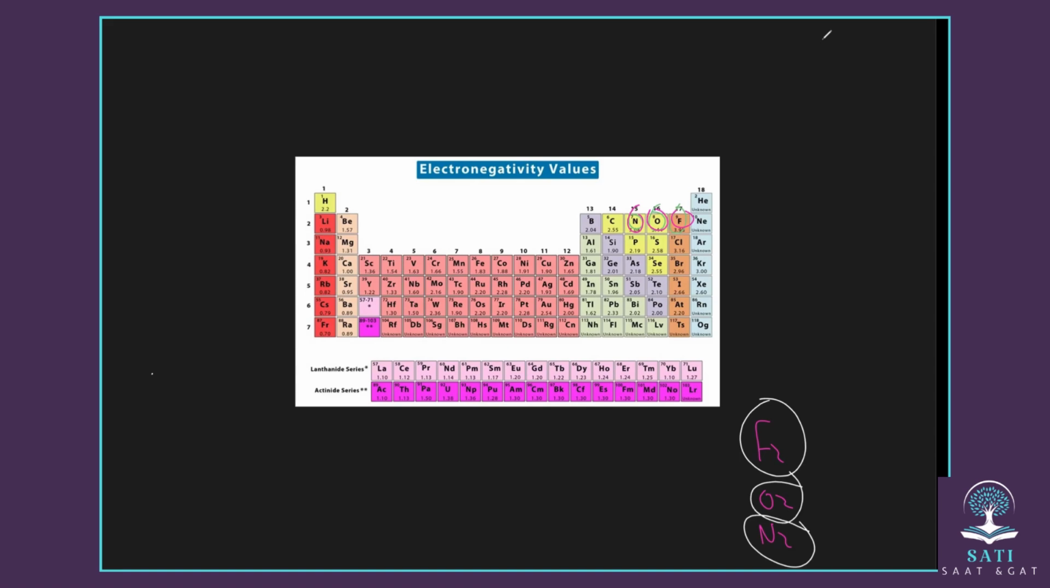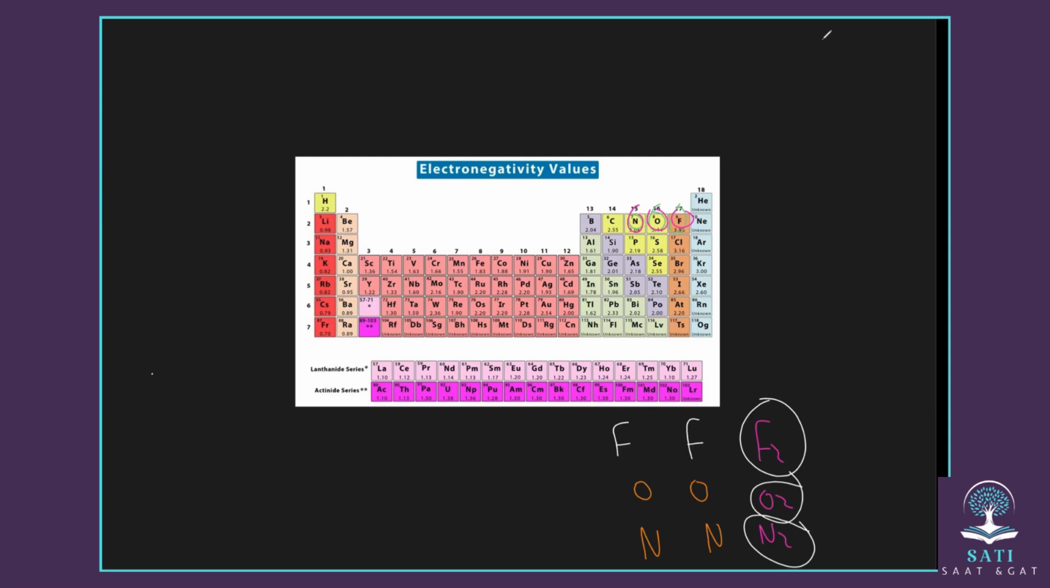Okay, which one will have the greatest covalent bond? That means the strongest bond between them. Is it fluorine or oxygen or nitrogen? Think of it. Okay, let's now explain how. This one now is fluorine, and it has two atoms. And here the oxygen will have two atoms. And the nitrogen will have two atoms as a molecule.